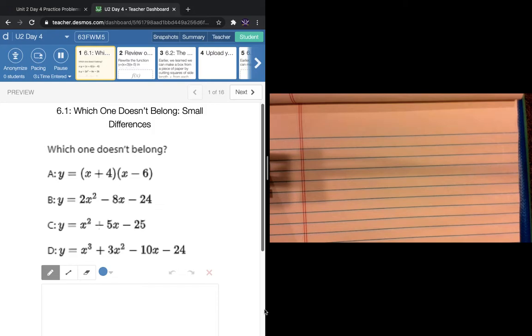We can look here. I would probably accept a couple of answers if you wanted to convince me that A doesn't belong because it's already in factored form. I'm also willing to listen if you said D, because it is to the third power, and the other ones are going to be to the second power if we multiply them out. I would even listen to B because we have a leading coefficient higher than 1. The other ones are going to have a leading coefficient of 1, so I would do B. Just look at those and analyze them in different ways.